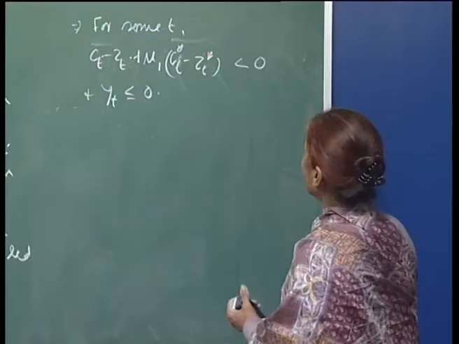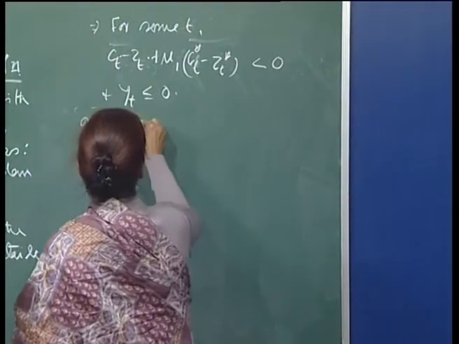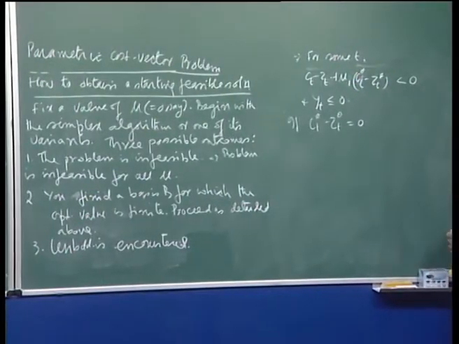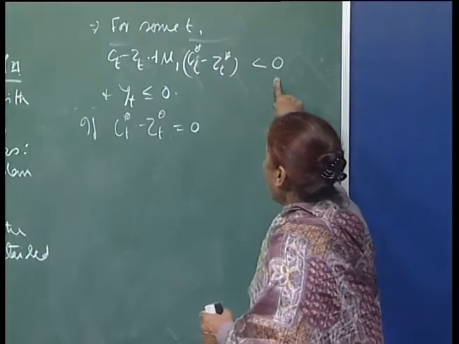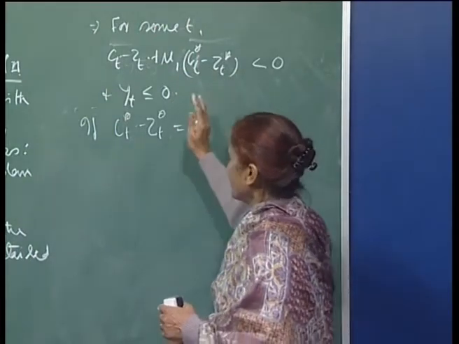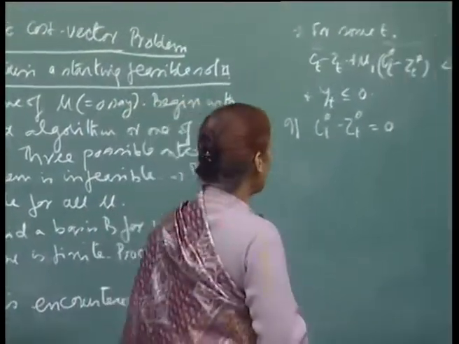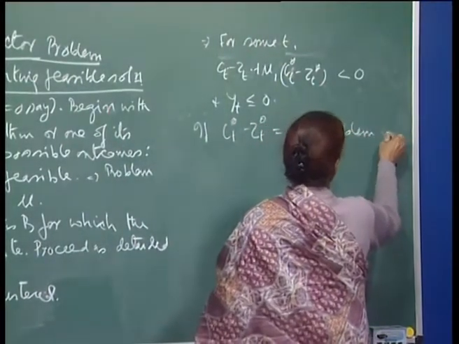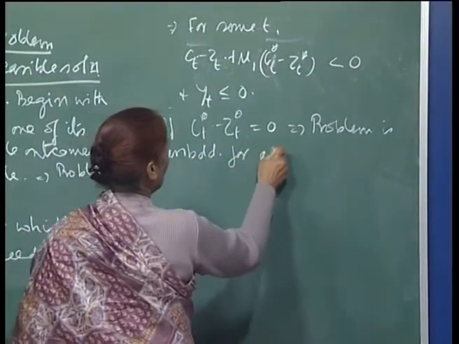Now just see, if Ct star minus Zt star is 0, what does it mean? It means that Ct minus Zt is less than 0, and your Yt is less than or equal to 0. Once Ct star minus Zt star is 0, the relative price becomes independent of mu. So therefore, what would you conclude? This implies that the problem is unbounded for all mu.